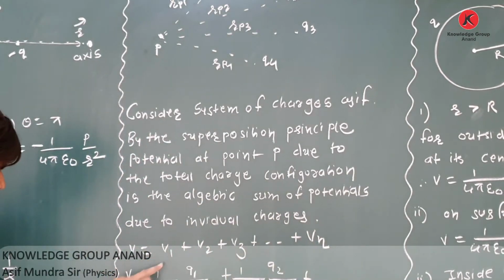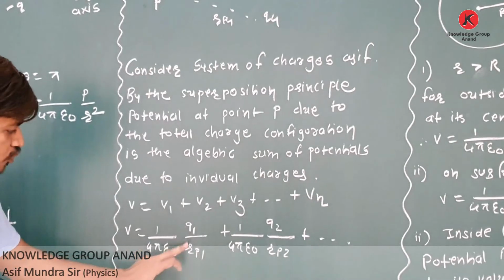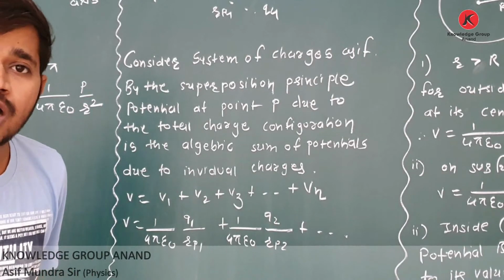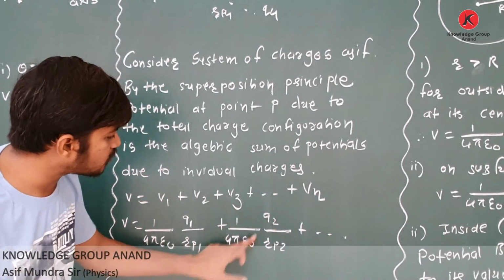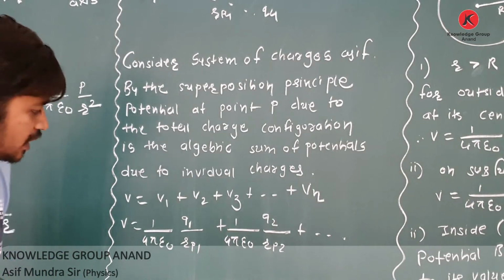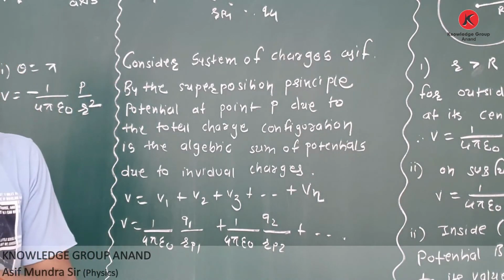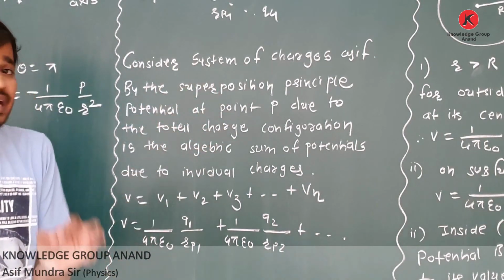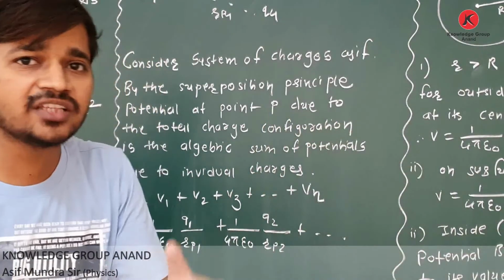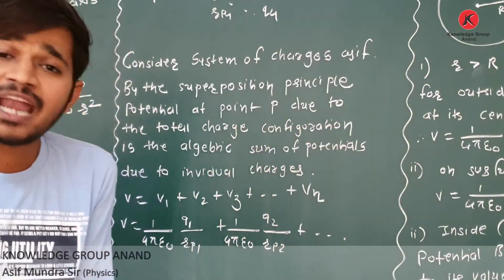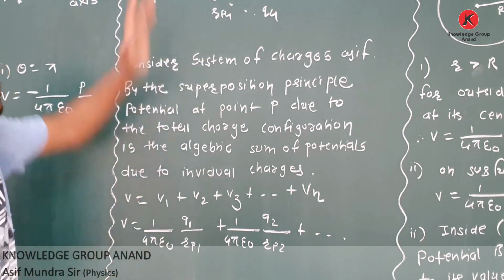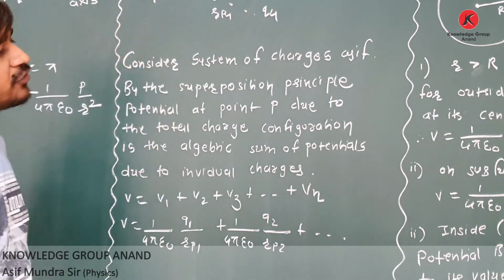So V1 is equal to 1 upon 4 pi epsilon 0 Q1 upon RP1, where RP1 is the distance of point P from charge Q1. Similarly, 1 upon 4 pi epsilon 0 Q2 upon RP2, again the distance of point P from charge Q2. Potential is a scalar quantity, so you can take their algebraic sum. As we add mass, we can add this potential. So it is potential due to a system of charges.